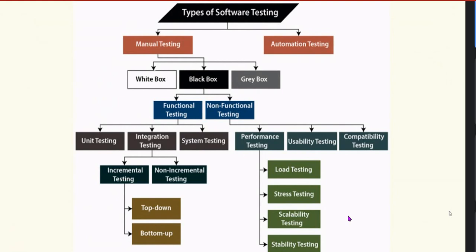So in manual testing, the testers evaluate software quality manually, without the help of any automated testing tools or by executing test scripts. So it does not need any coding. We manually write the test cases. In automation testing, it uses some software tools, for example Selenium, and scripts to automate the execution of the test.